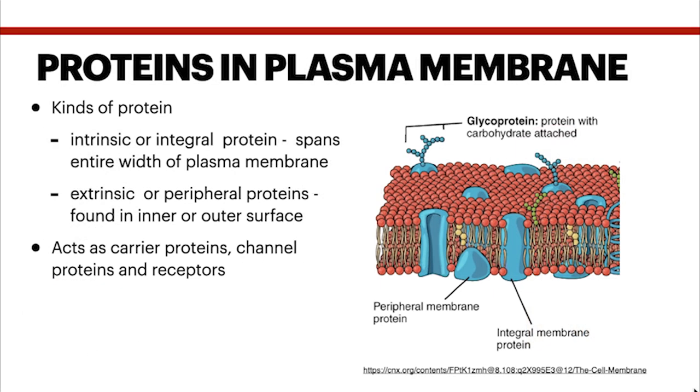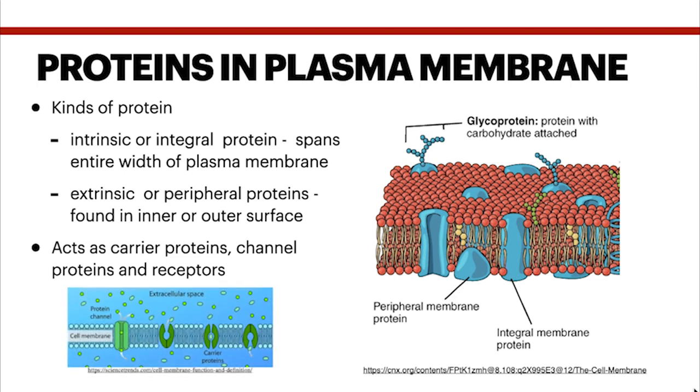Plasma membranes contain proteins, which are of two types. Integral or intrinsic proteins extend through the bilayer and their ends are exposed on its outer and inner surface. Proteins that are bound to the outer and inner surfaces are called peripheral or extrinsic proteins. These proteins act as carrier proteins, channel proteins, or receptor proteins.